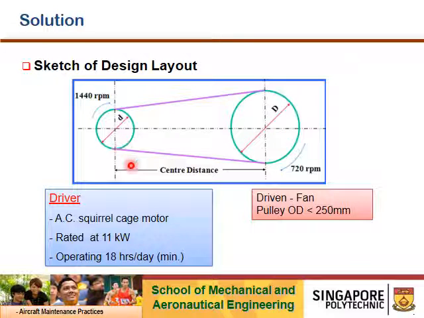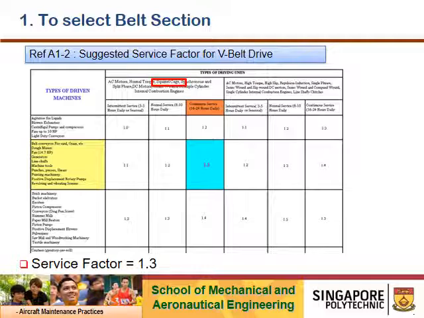And this is the center distance. The center distance should not be more than 750 mm. And of course, the rotating speed is 1440 RPM at the squirrel cage motor, and the fan should rotate at 720 RPM plus or minus 1% based on the question. So, how do we select the belt section?